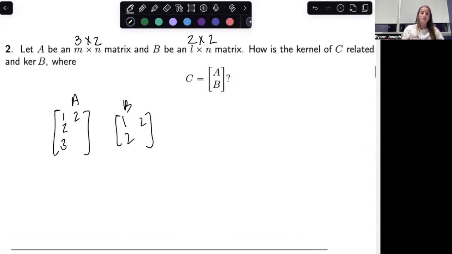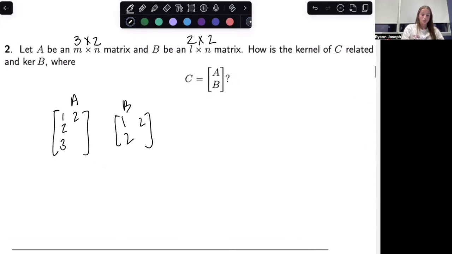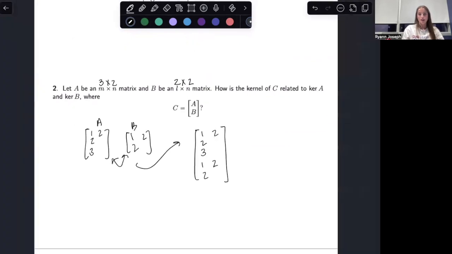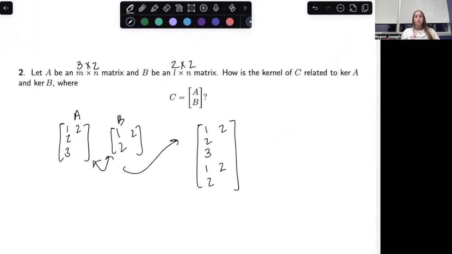And we're stacking them on top of each other. So literally, if we were to do this, we put this together, and then we've got 1, 2, 2, 3, 1, 2, 2. So like literally putting them on top of each other. And now this is asking us, how is the kernel of C related to the kernel of A and the kernel of B, where this is true?